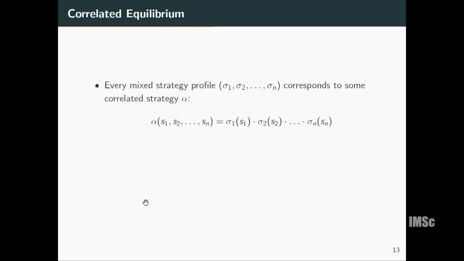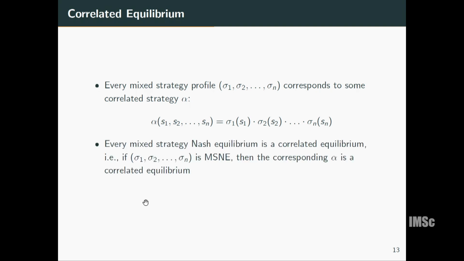Every mixed strategy profile corresponds to some correlated strategy. This we have seen, just multiply. In one of the examples we showed that with 0.1, 0.4, 0.1. I am not saying the reverse. I am just saying that if you have a mixed strategy, then it corresponds to some correlated strategy. But every correlated strategy cannot be converted to a mixed strategy. That's correct.